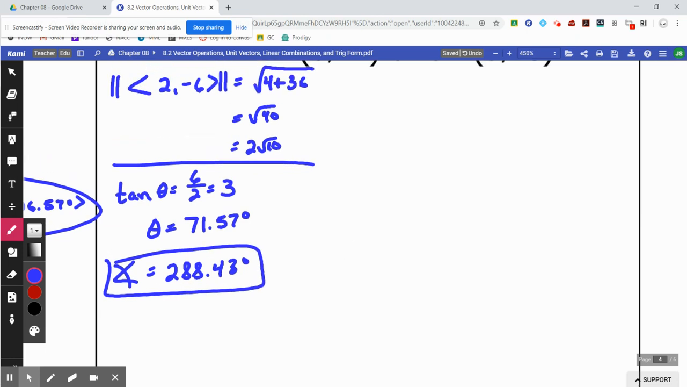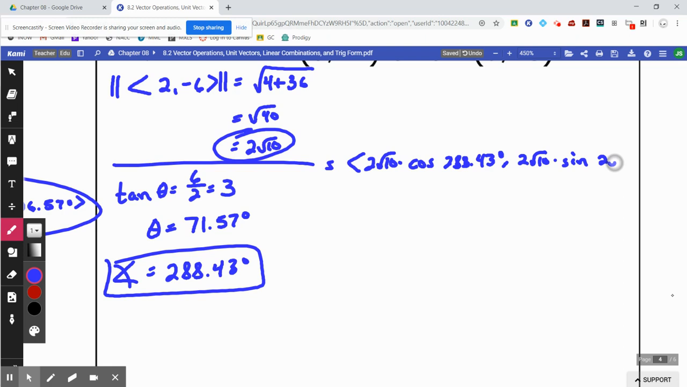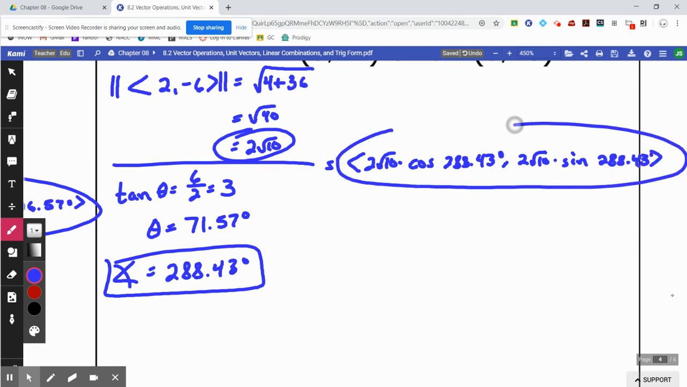That's fourth quadrant. Here is my magnitude. So my trig form will equal the magnitude times the cosine of theta, so 288.43. Or again, you can think of it as, last chapter, r cosine theta and r times the sine of theta, which was 288.43. And there is your trig form.